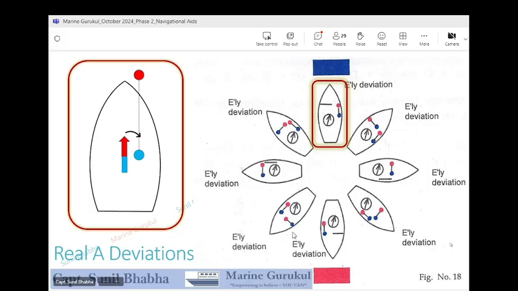Okay, great. So let's move ahead, beta. Let's try this out on other headings also.